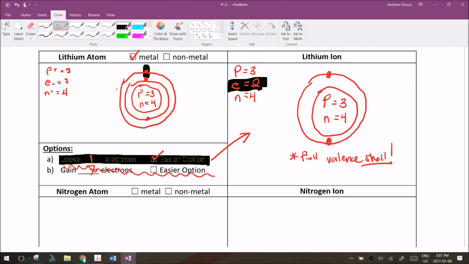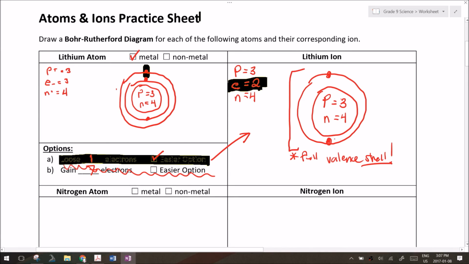I am missing one thing, however. I need my square brackets. And I lost 1 electron since I lost a negative charge. So I lost a negative charge, I became more positive. So that's the first one. Let's do the next one together, and then we will take a break for you to work on the rest on your own.